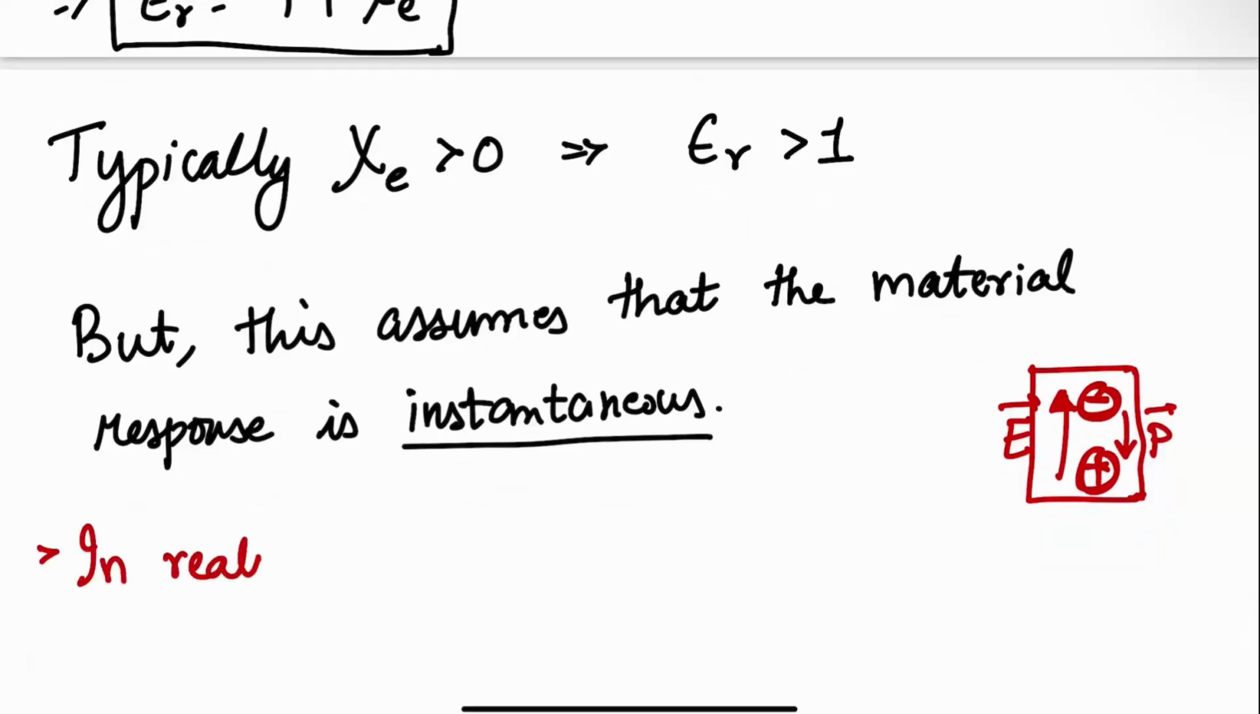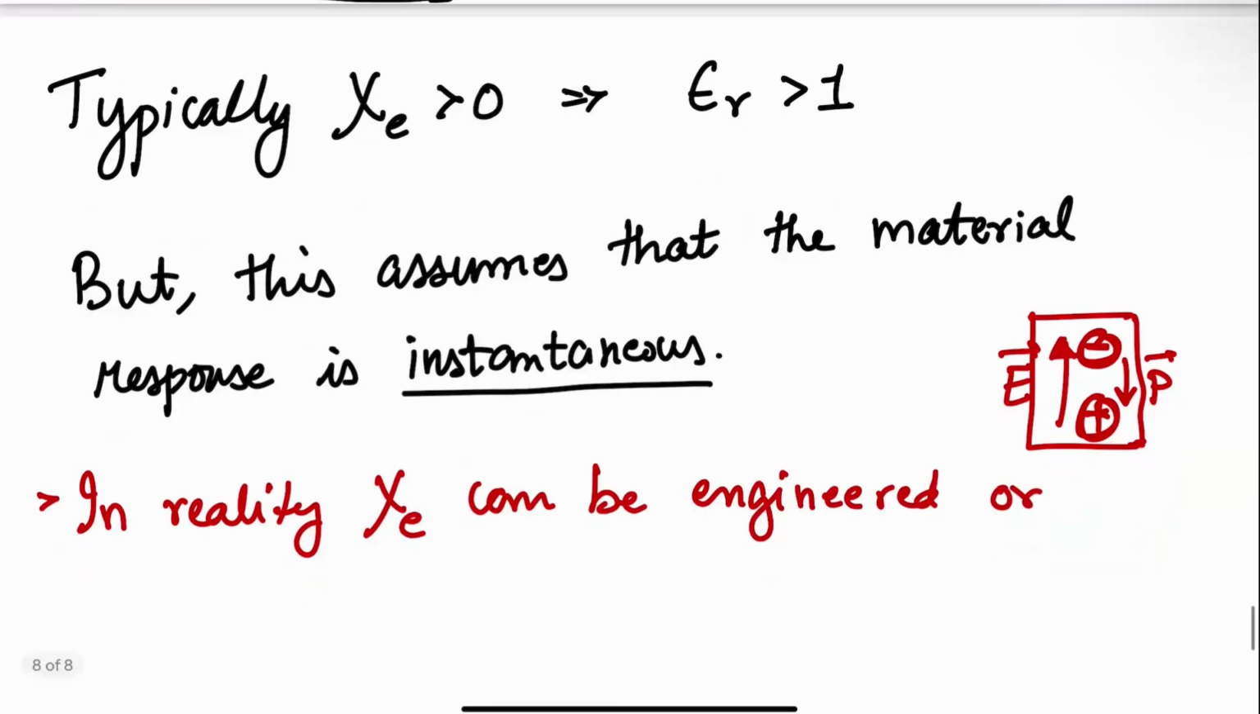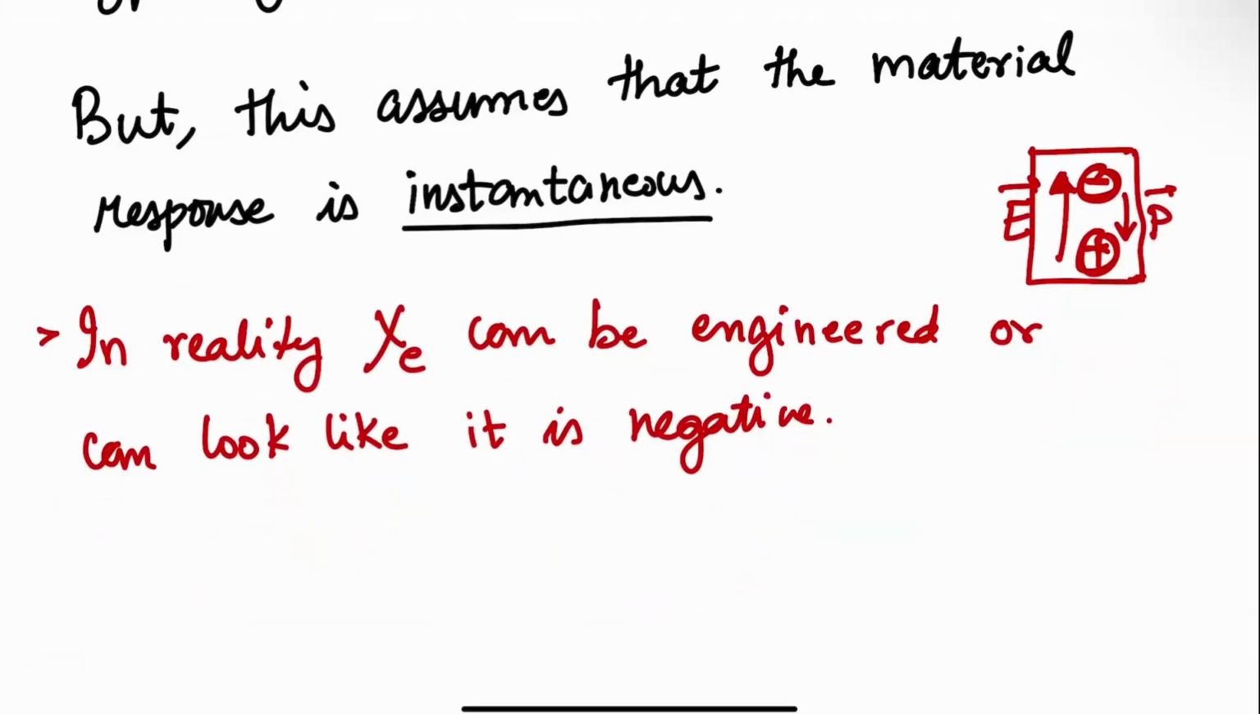In reality, chi can be less than 0. Let me say chi can be engineered or can look like it is negative. That's really the basis behind, and that can have very serious implications actually, and we'll see. And these materials that are engineered to behave this way are called metamaterials.